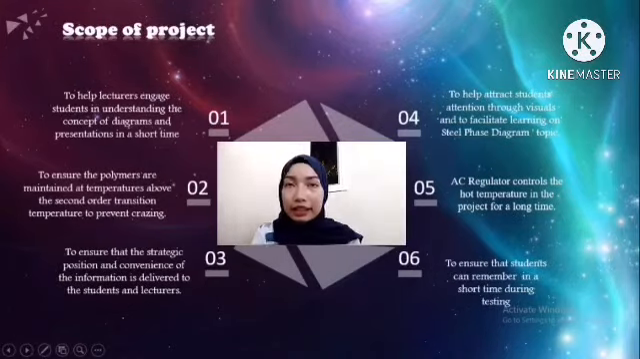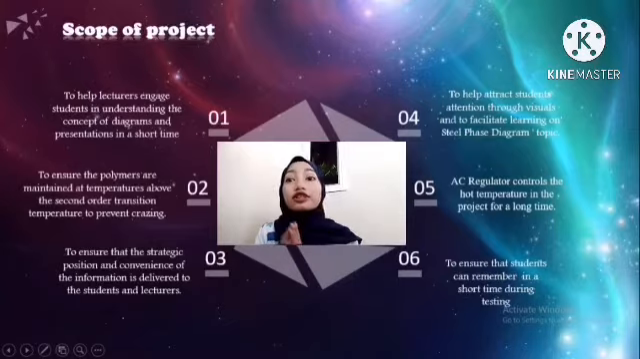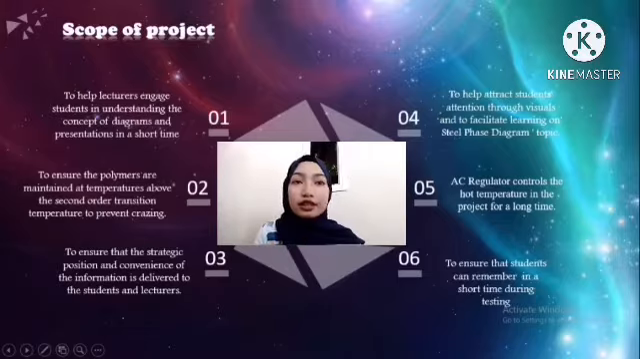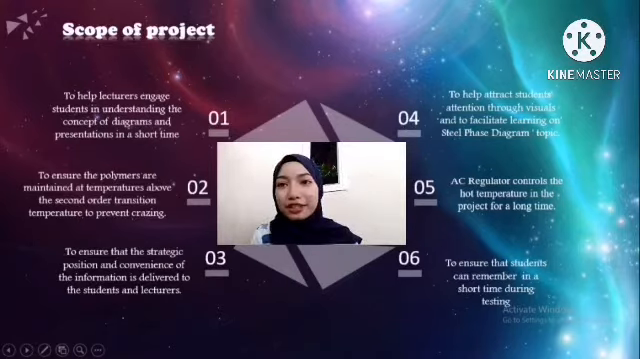Scope of project. The first one is to help lecturers engage students in understanding the concept of diagram and presentation in a short time. Second, to ensure the polymer is maintained at a temperature about the second order transition temperature to prevent creasing. Third, to ensure the strategic position and convenience of the information delivered to the students and lecturers.